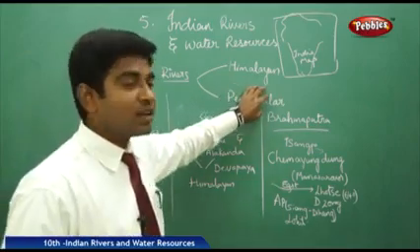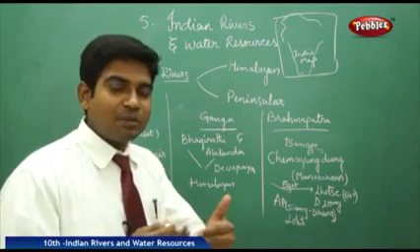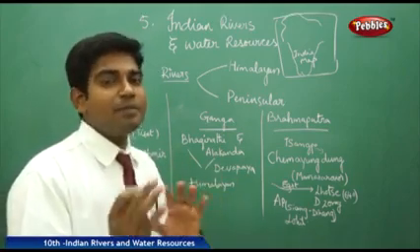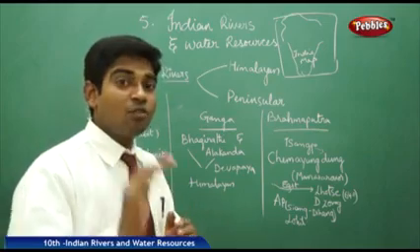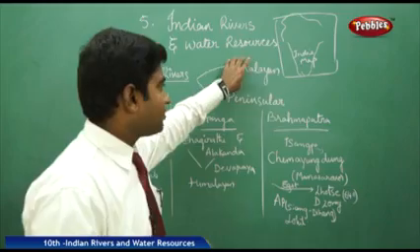When it comes to the peninsular rivers, they may have a seasonal impact, because in the summer season and the winter season they may be dry, or the level of the water may be less when compared to the rainy season. Now let us discuss the Himalayan rivers.